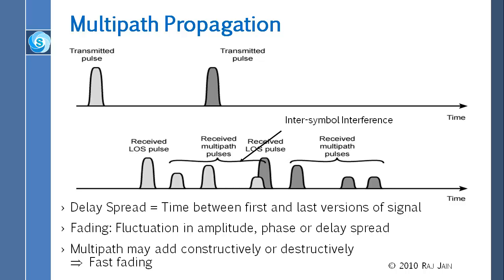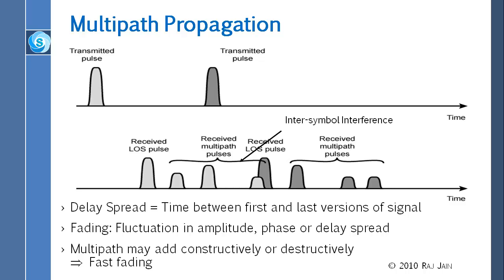So the multipath can be constructive or destructive, and that randomness is what is called fast fading. That change in the amplitude because of these multiple copies is called fast fading.